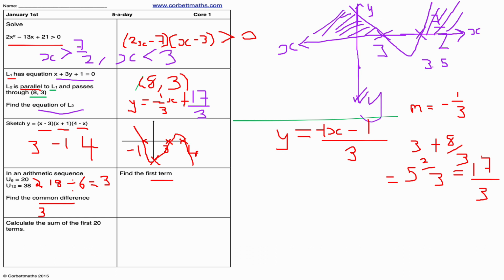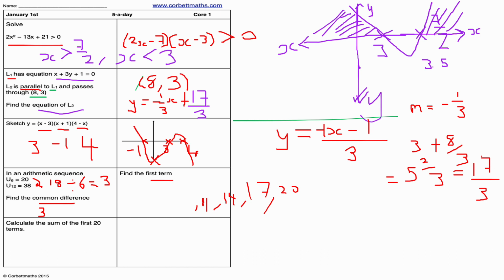And now I can work backwards. So U5 would be 20 take away 3, which is 17. U4 would be 14, take away 3 from 17. So 20 would go there. U3 would be equal to 11.